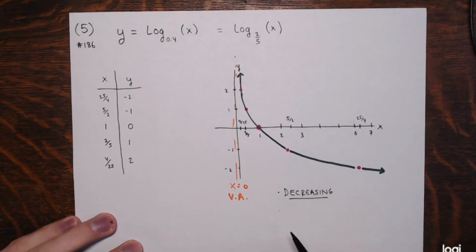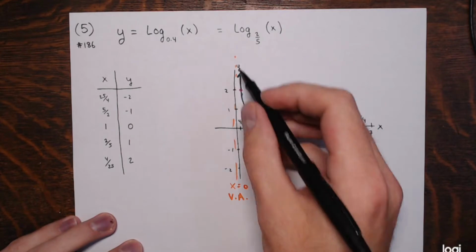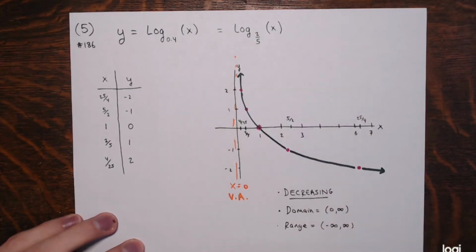And the domain and range are the same as it's been through all these basic log functions. Right, the domain is all the positive numbers, or you can only plug in positive numbers to a logarithm. And the range is all real numbers. Right? The range is all real numbers, goes up forever and down forever and everything in between.